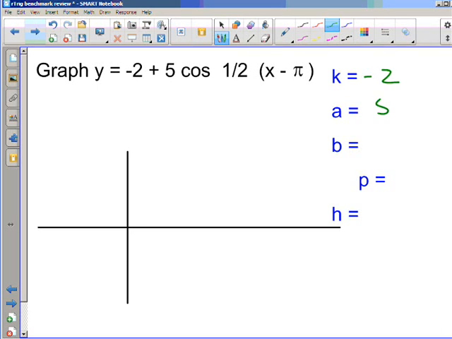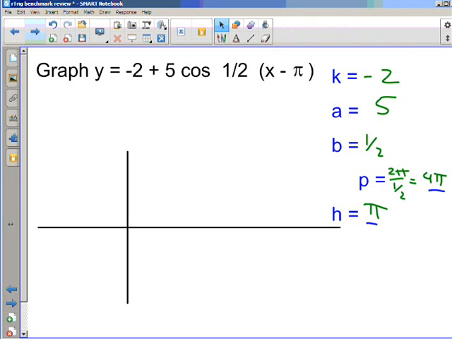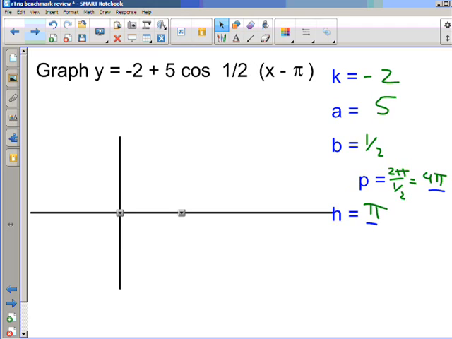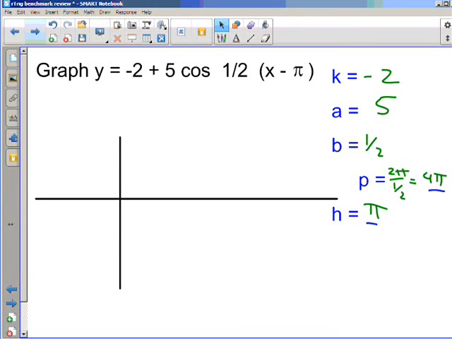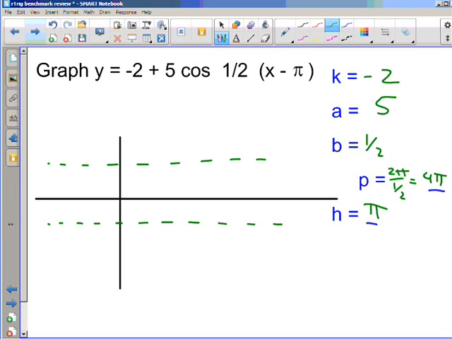Our K is negative 2, our A is 5, B is 1/2, meaning 2π over a half, or 4π, is our period, and we start π units. It's a good thing when our H, our horizontal translation, and our period are in the same units, in this case units of π. And since this thing starts at negative 2, I'm going to move my axis a little bit here. We're down at negative 2, going up 5 and down 5.